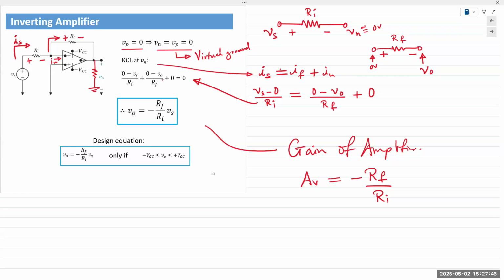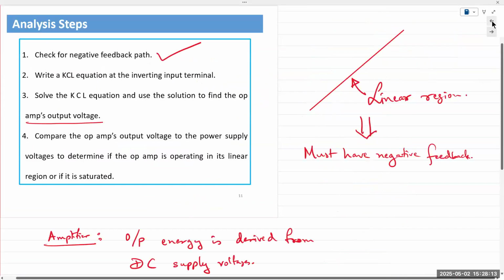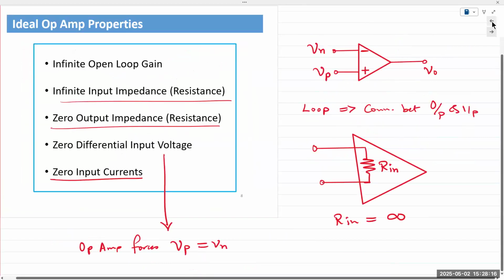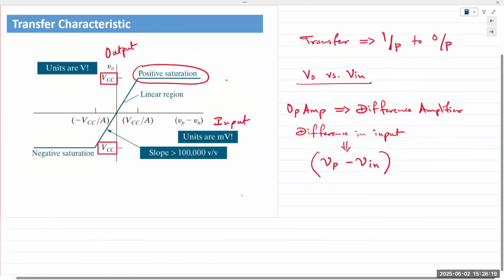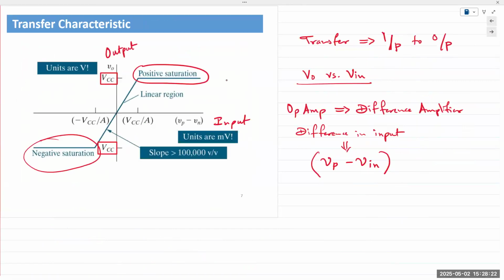In this case, the applied voltage is the DC power supplies, plus VCC and minus VCC. So the op amp cannot provide any output that exceeds the power supply limits. The power supply limits are plus minus VCC. Whatever voltage we apply, output cannot exceed that voltage. So you remember the linear region of operation and the saturation region right here. Positive and negative saturation. The output of a circuit can never be more than the supply voltage. As simple as that.